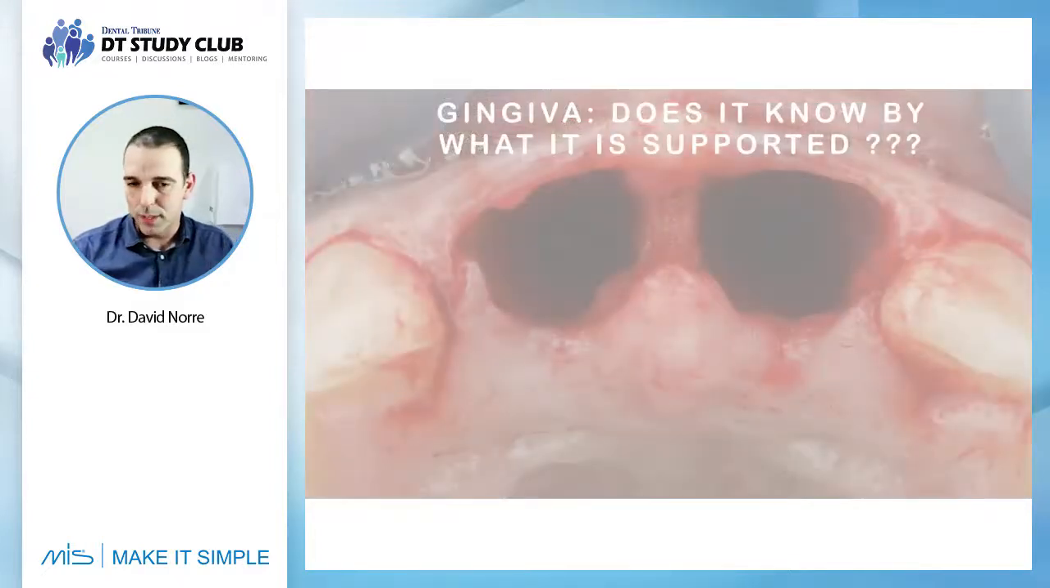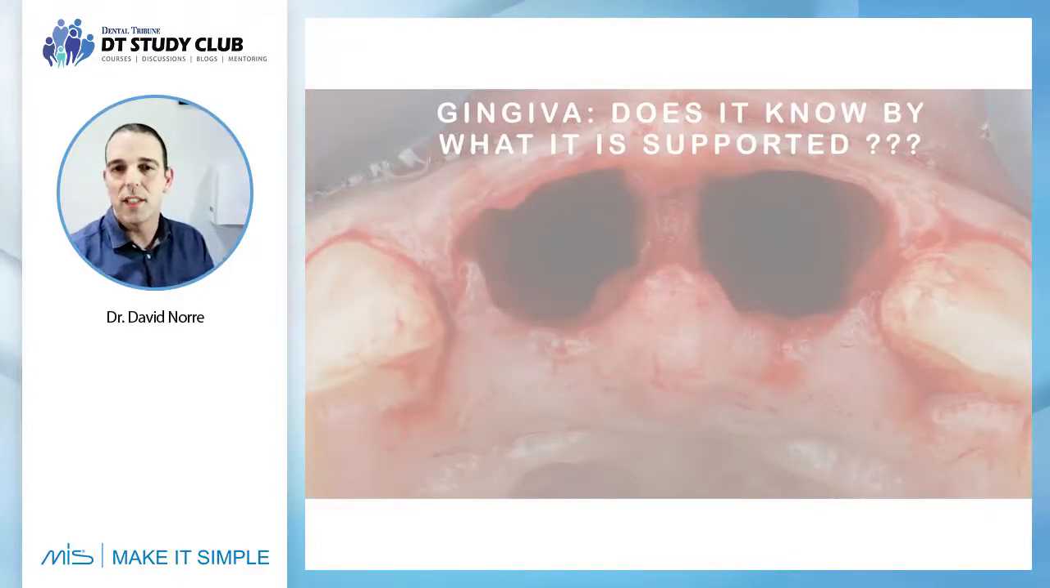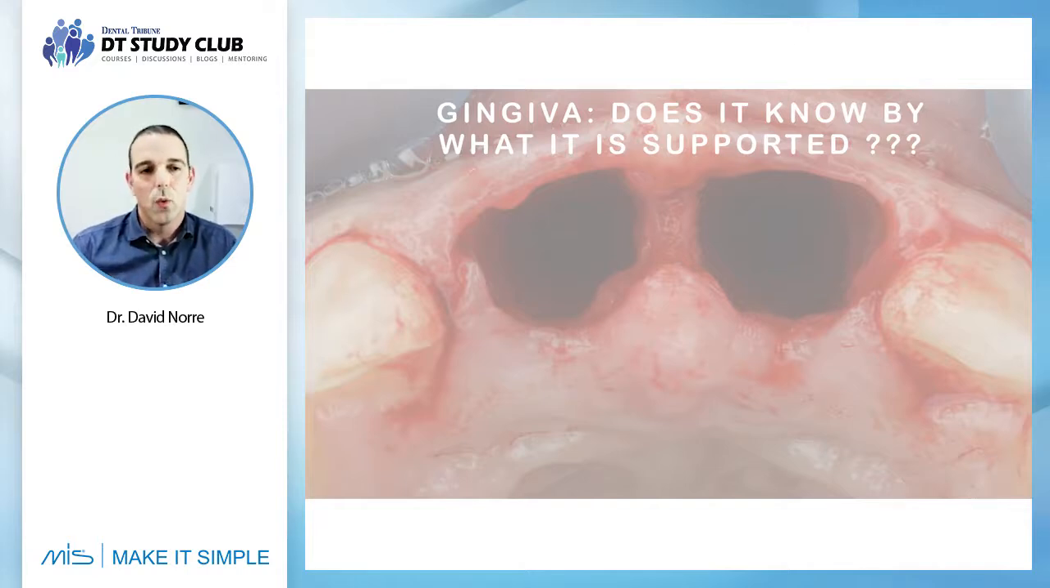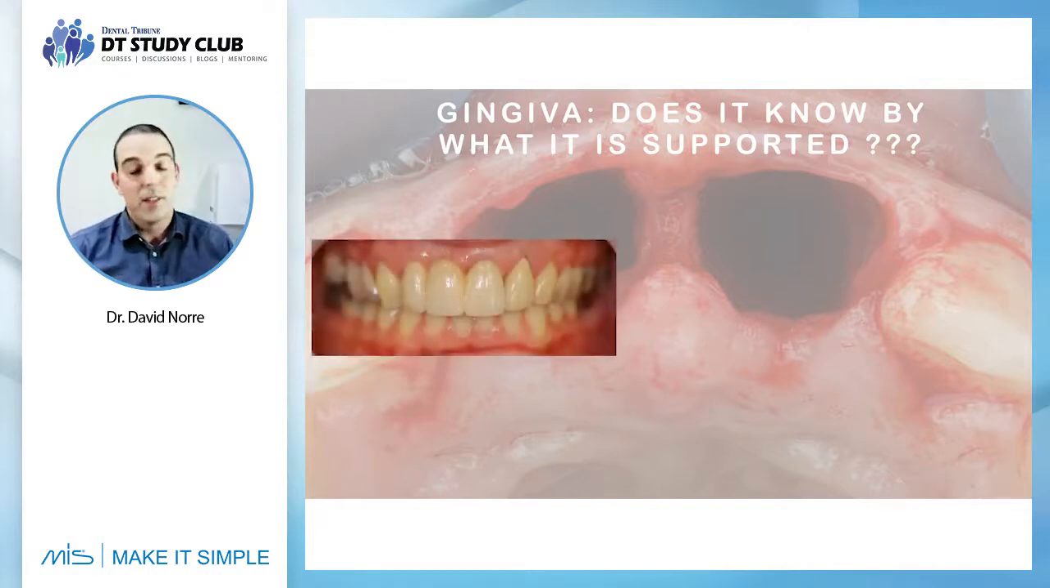Because the question you have to raise is, does the gingiva know by what it's supported? Most of the time, people say, yes, you have to give pressure to the gingiva, or you may not give pressure to the gingiva. But the gingiva, does it know? Does it know if there is an abutment beneath it? When you see this case, there is no abutment, there is not even an implant, it's just a bridge, and you have papilla and you have gums.